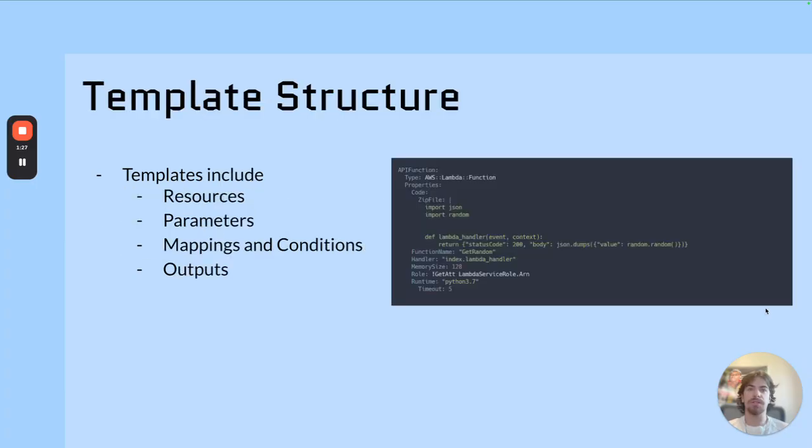Some template structure. A template includes several sections such as resources, which is what AWS builds like EC2 or S3. Parameters are customizable inputs for flexibility, and then mappings and conditions, which is logic for the environment or region differences. We also have outputs, which are values that can be reused in other stacks, such as VPC or subnet IDs.